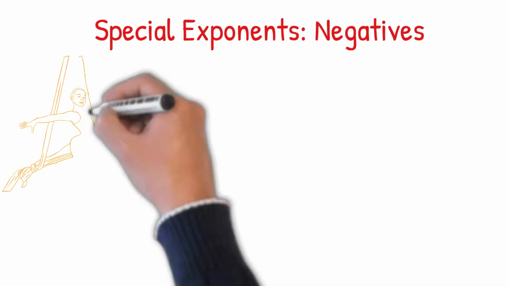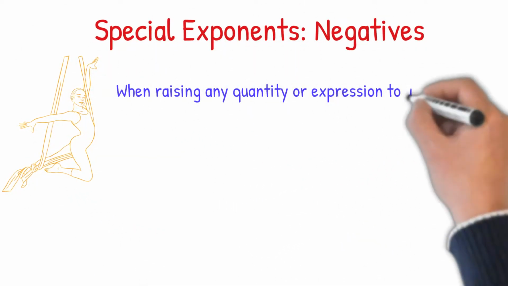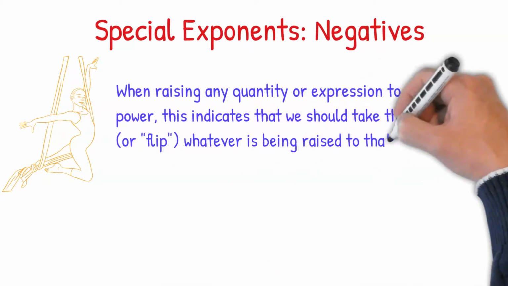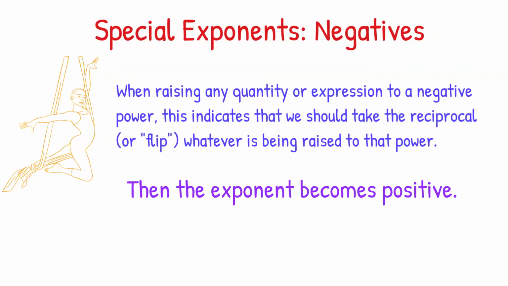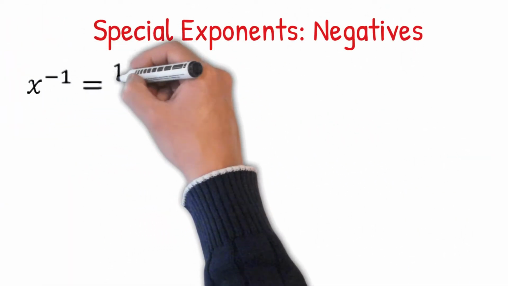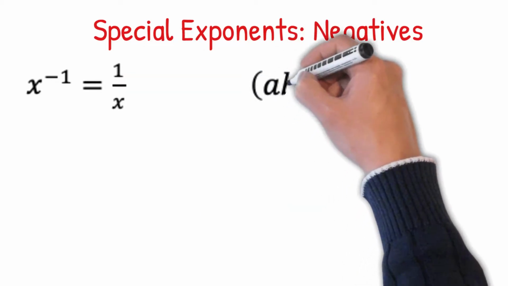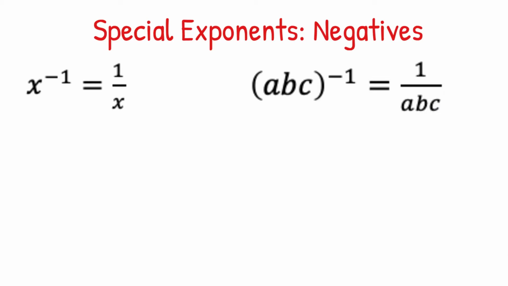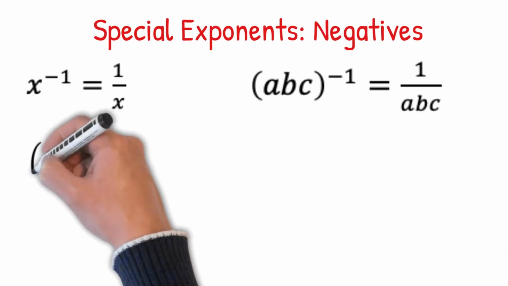When raising any quantity or expression to a negative power, this indicates that we should take the reciprocal or flip whatever is being raised to that power. Then the exponent becomes positive. Some examples. X to the negative 1 equals 1 over x. The quantity ABC to the negative 1 is just going to be 1 over ABC.